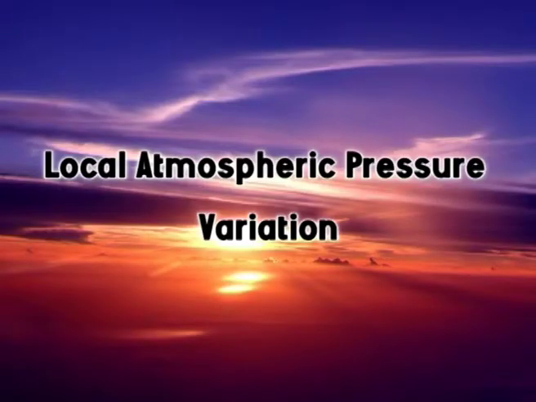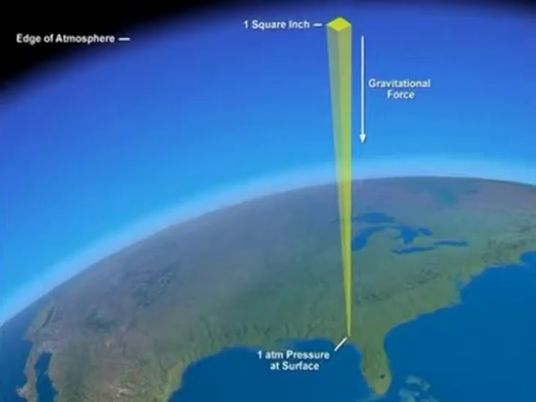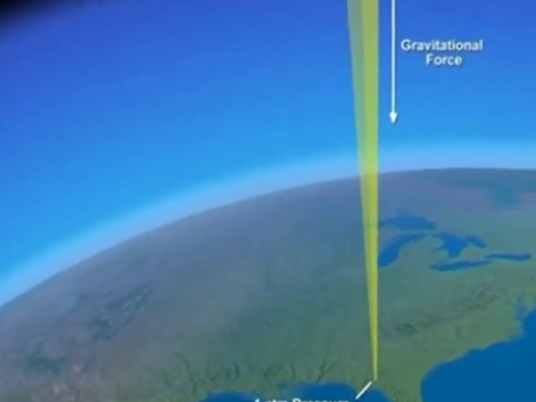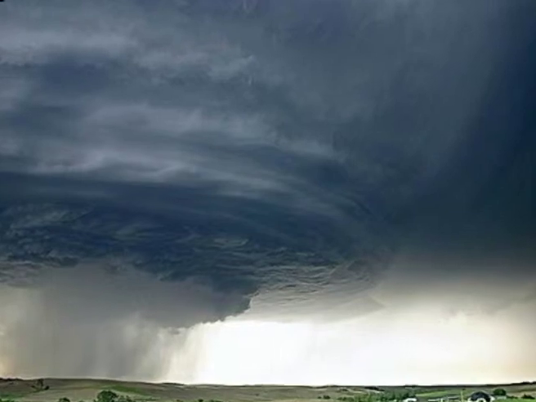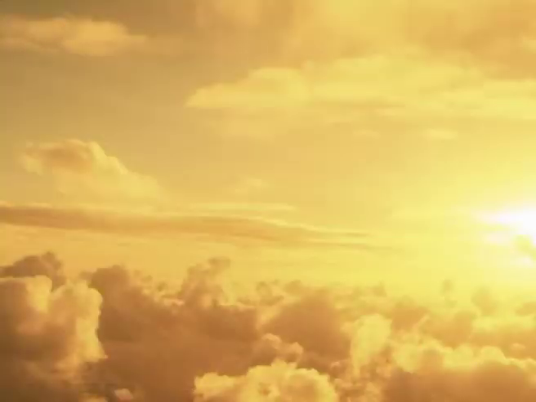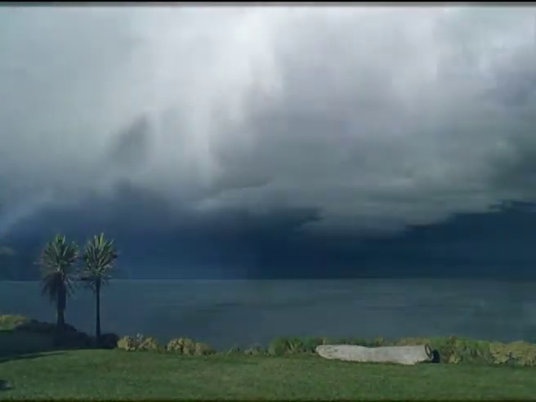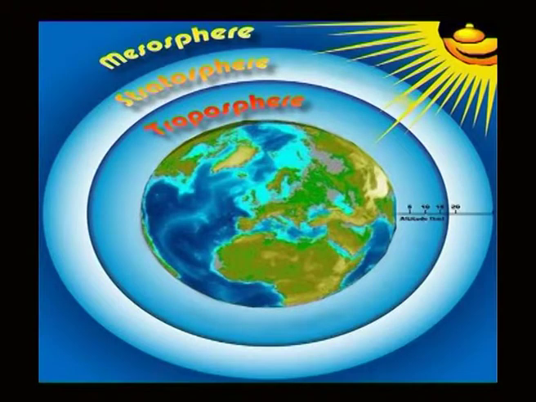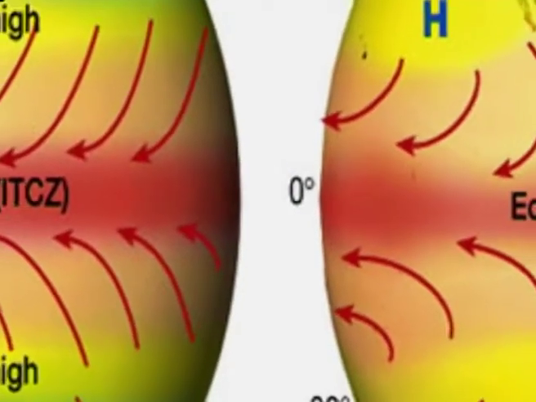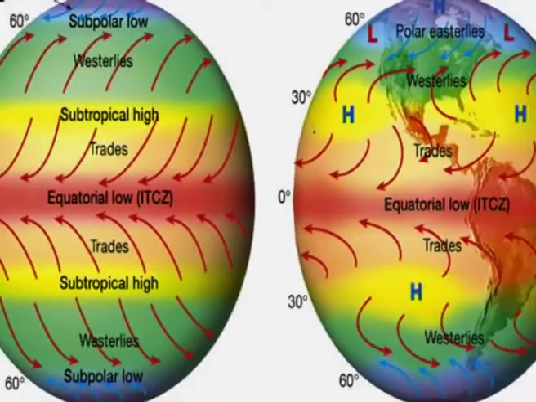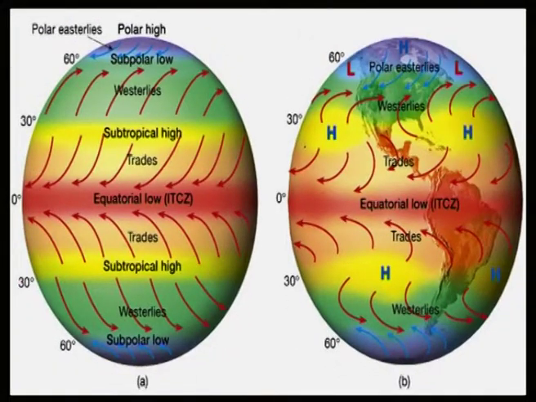Local atmospheric pressure variation. Atmospheric pressure varies widely on Earth, and these changes are important in studying weather and climate. Atmospheric pressure shows a diurnal or semi-diurnal cycle caused by global atmospheric tides. This effect is strongest in tropical zones with amplitude of a few millibars and almost zero in polar areas.